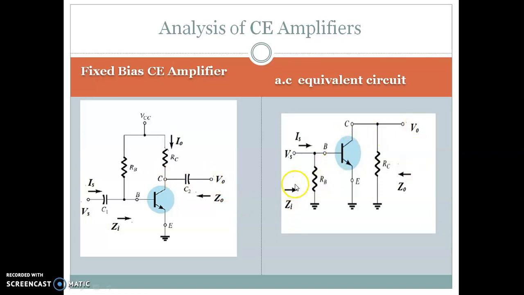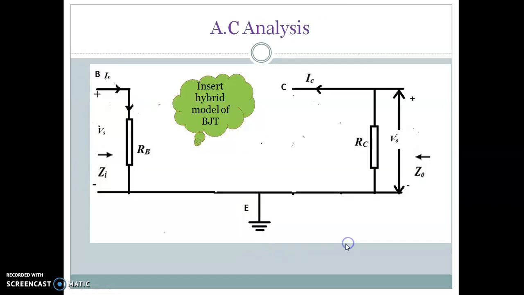So this is your AC equivalent circuit. Other than your transistor, we replace the other components as well. As in the next slide, you can see here I have just represented your RB and RC, the base terminal, collector terminal, and emitter terminal, and instead of the transistor, now I should insert your hybrid model.